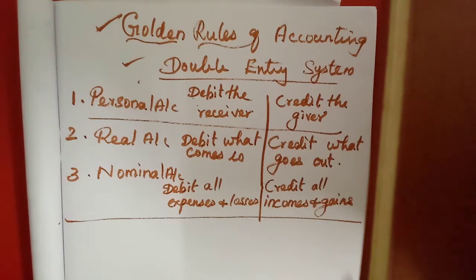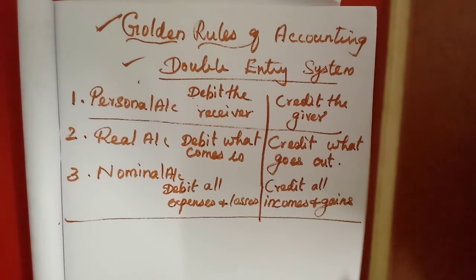Okay, in the third lesson, we were learning the account double entry system and how to prepare the journal entries. Before that, we were learning the types of accounts, isn't it? It is divided into three main categories: personal account, real account, and nominal account.